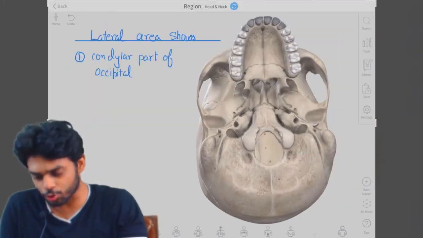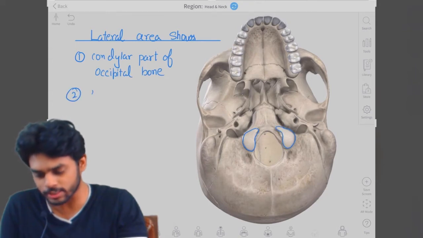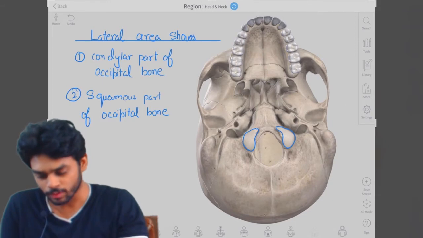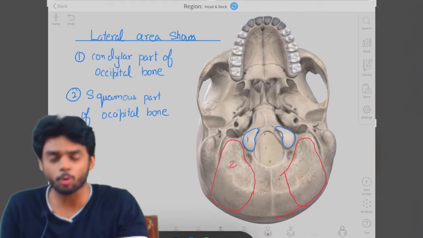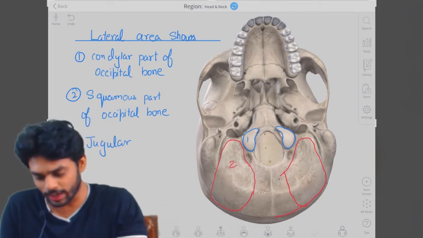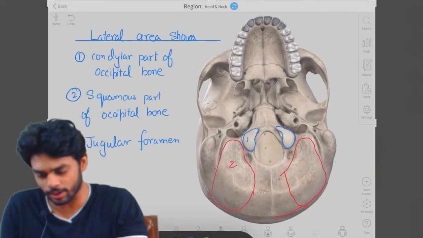Lateral area shows the condylar part of the occipital bone, you can see here, and then the squamous part of the occipital bone, which is present. Can you see the squamous part of the occipital bone? I have outlined it here. And then third, the jugular foramen. I will show you the jugular foramen also.